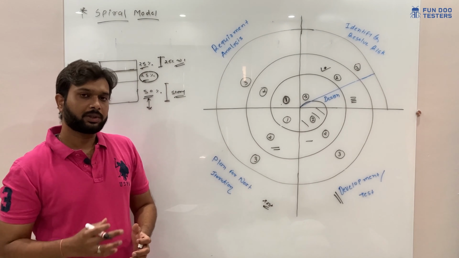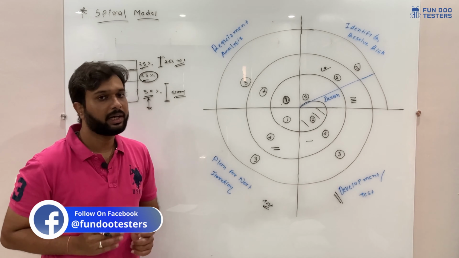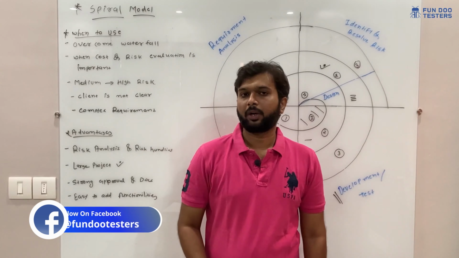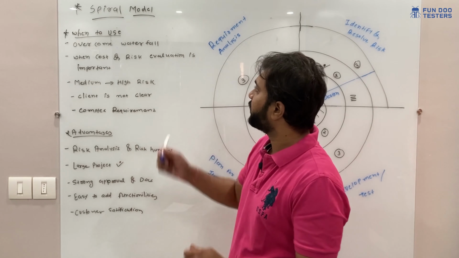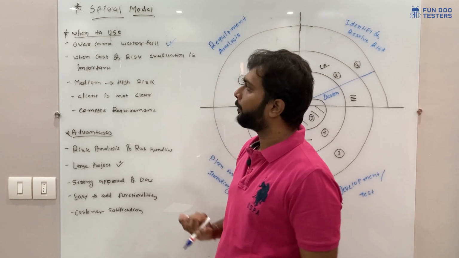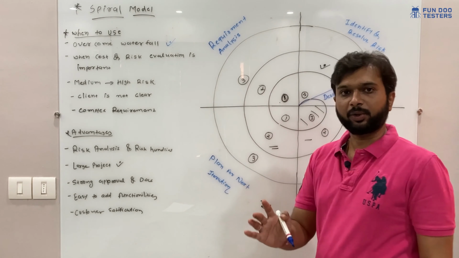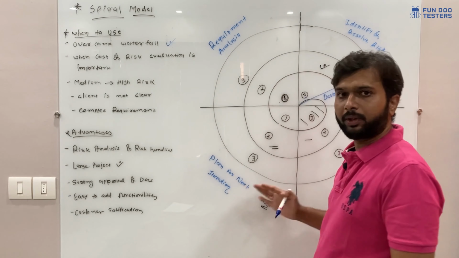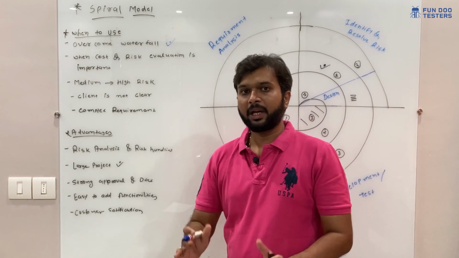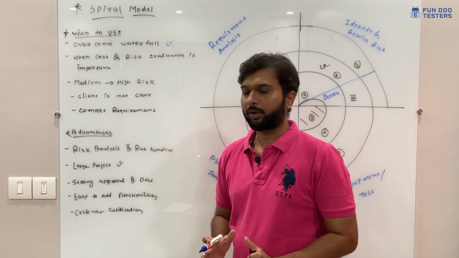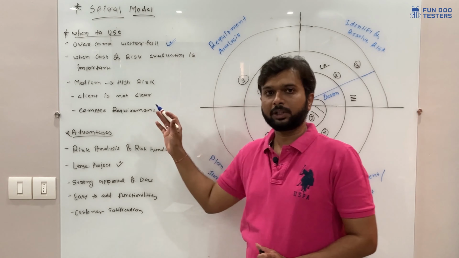Now we are going to discuss when we need to use the spiral model, and what the advantages and disadvantages of the spiral model are. So when should we use the spiral model? The first point is to overcome the problem of the waterfall model. As I told you, if the client is not clear at the initial phase, later on they can add the functionality. This is the main purpose, to overcome the problem of the waterfall. In this case, we can adopt the spiral model.